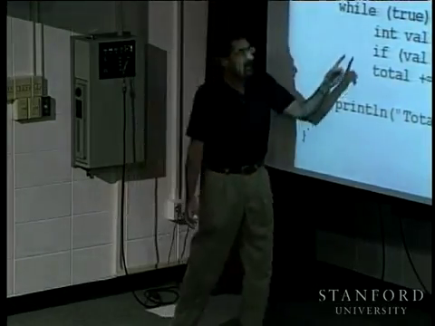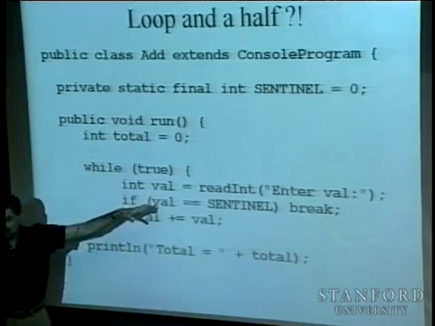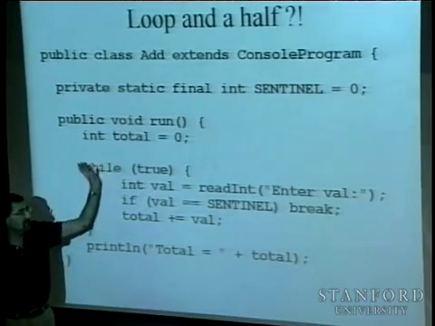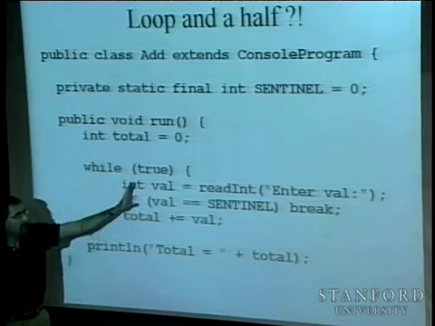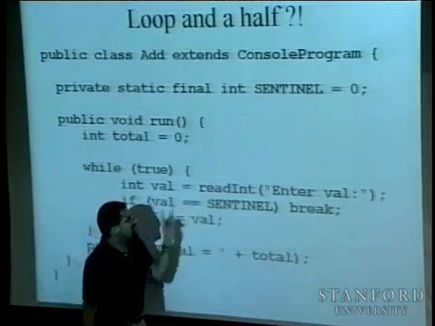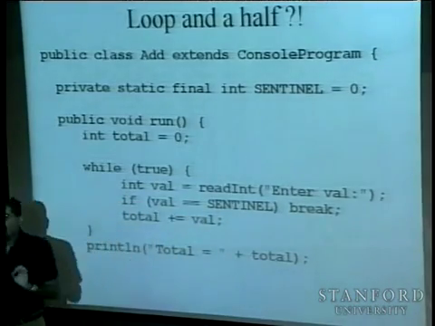And here's the caveat. We're going to ask the user for a value, right? Notice we declare the int val inside here. We could have declared it outside if we wanted to, as long as we didn't do the read int outside. We could have just said int val and declared it out here. But we're only going to use it inside the loop, so we're just going to declare it here. We read an integer from the user. We ask if the value is the sentinel. If it is, we break.